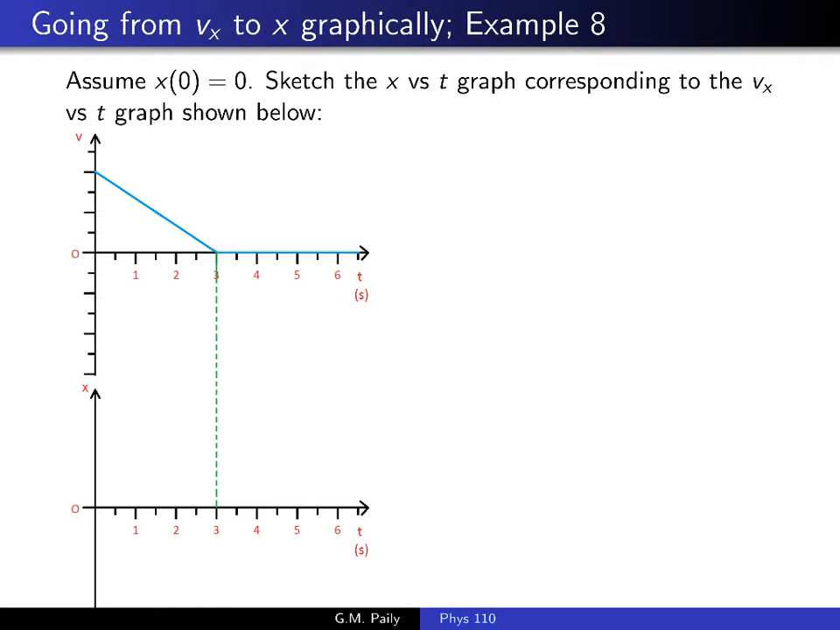We see in this case that the velocity starts out at a large positive value and decreases to 0. And so the slope in the x versus t graph must start out with a large positive slope and then decrease to 0. That corresponds to this kind of parabola.